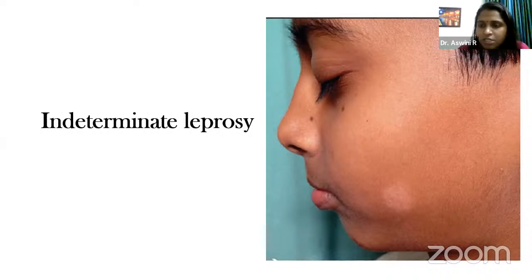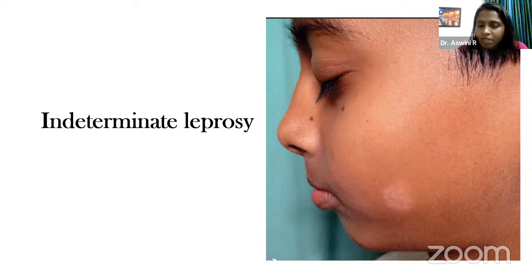So this usually occurs in children, usually seen as a hypopigmented macule on the face of a child, very ill-defined macule. The good thing is that many of the cases, around 70%, can resolve spontaneously. But 30% of the children can enter into one of the spectrum. There may not be any sensory loss associated with the lesion. You just see the lesion, nerves will be normal. Even if you take a smear, it may be negative, and biopsy also may not yield any positive result.